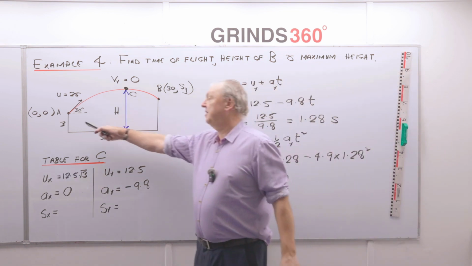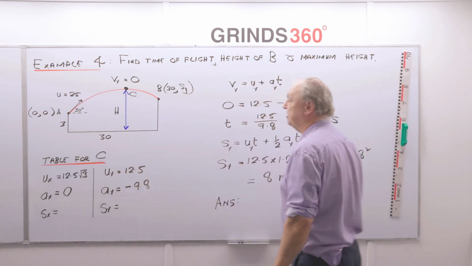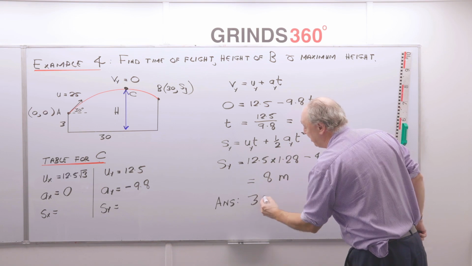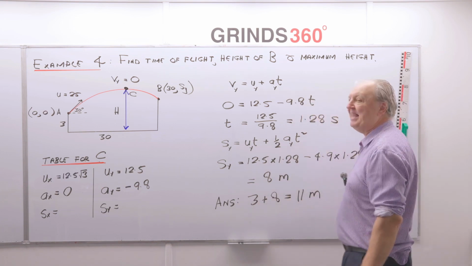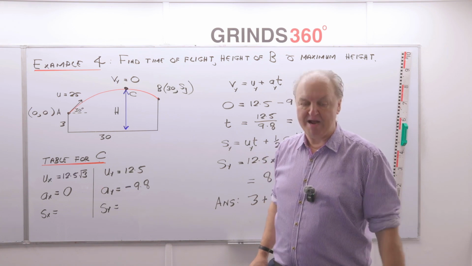And therefore my answer for the maximum height will be: the origin is 3 meters above the ground, plus the 8 meters above the origin, giving me a maximum height of 11 meters above the ground.